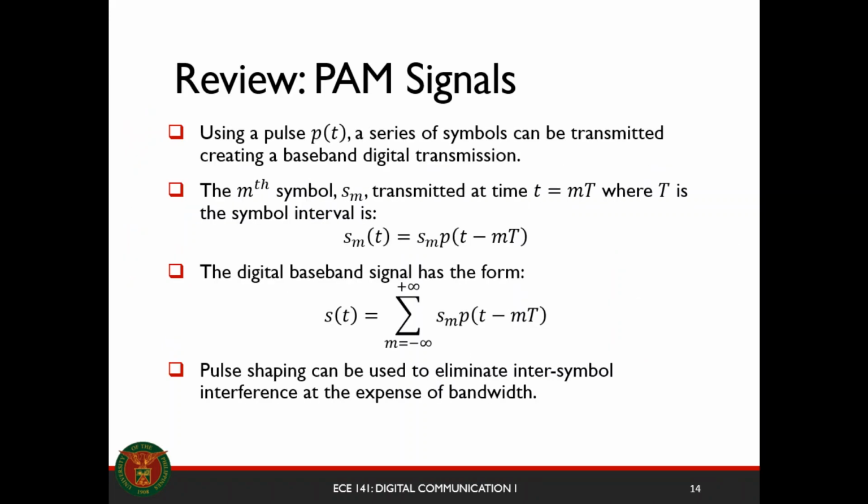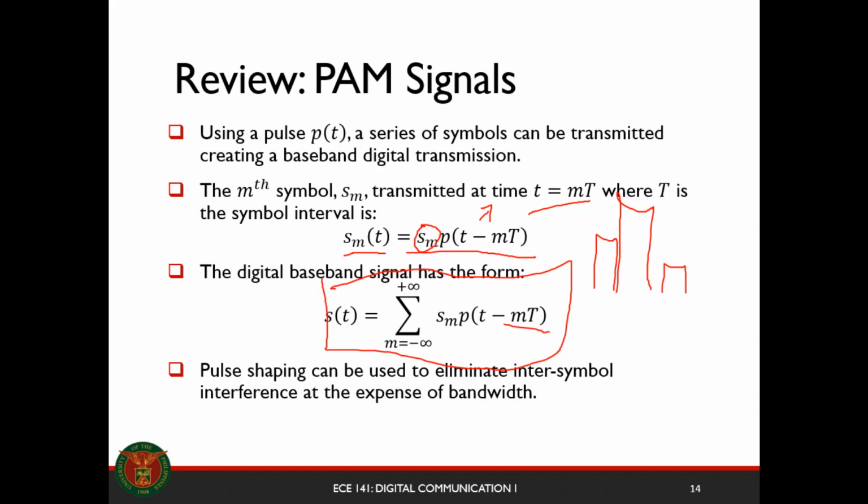Okay, so just to summarize, your PAM signals or series of symbols can be transmitted, creating a baseband digital transmission. Your mth symbol, s_m, transmitted at time t = mT, is basically this pulse right here, which is equal to some amplitude multiplied by your time-shifted pulse. And your digital baseband signal becomes this equation right here. So you have a series of pulses with differing amplitudes shifted at different times, forming a train of pulses.